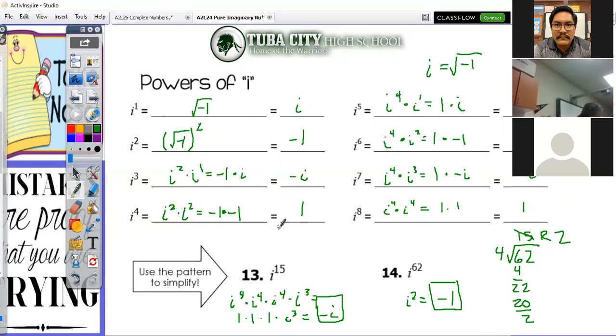Now, it's always going to come out to one of these 4 possibilities: either i, negative 1, negative i, or positive 1. Those are the only 4 options you can get with something like this. So if you get something else, better check your work again.